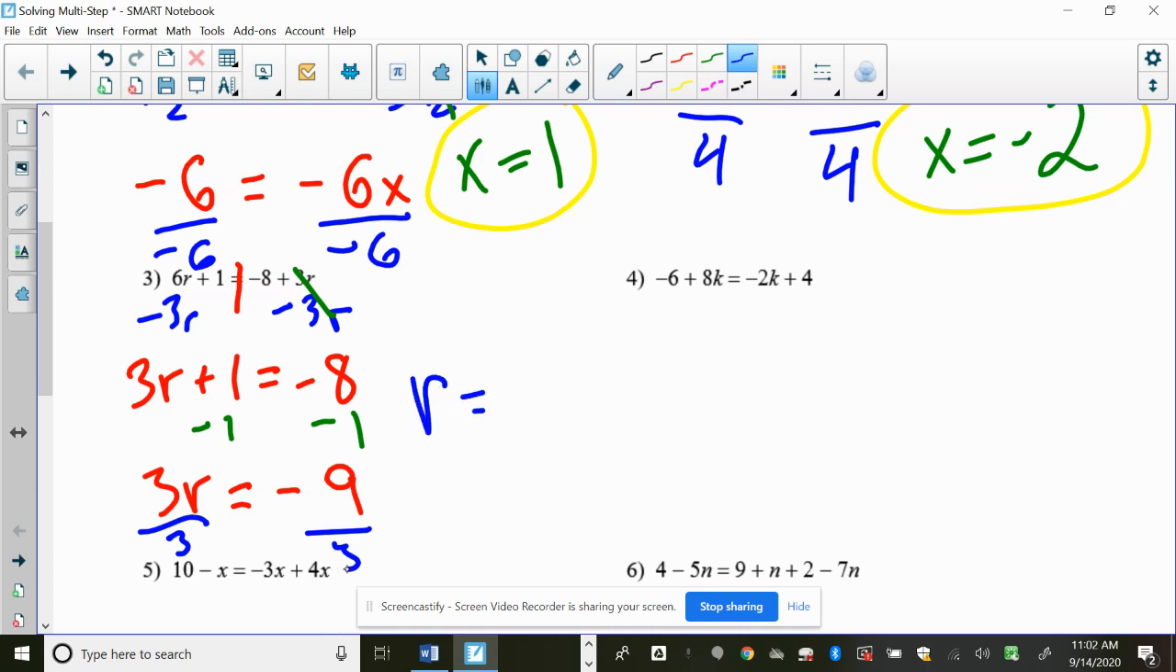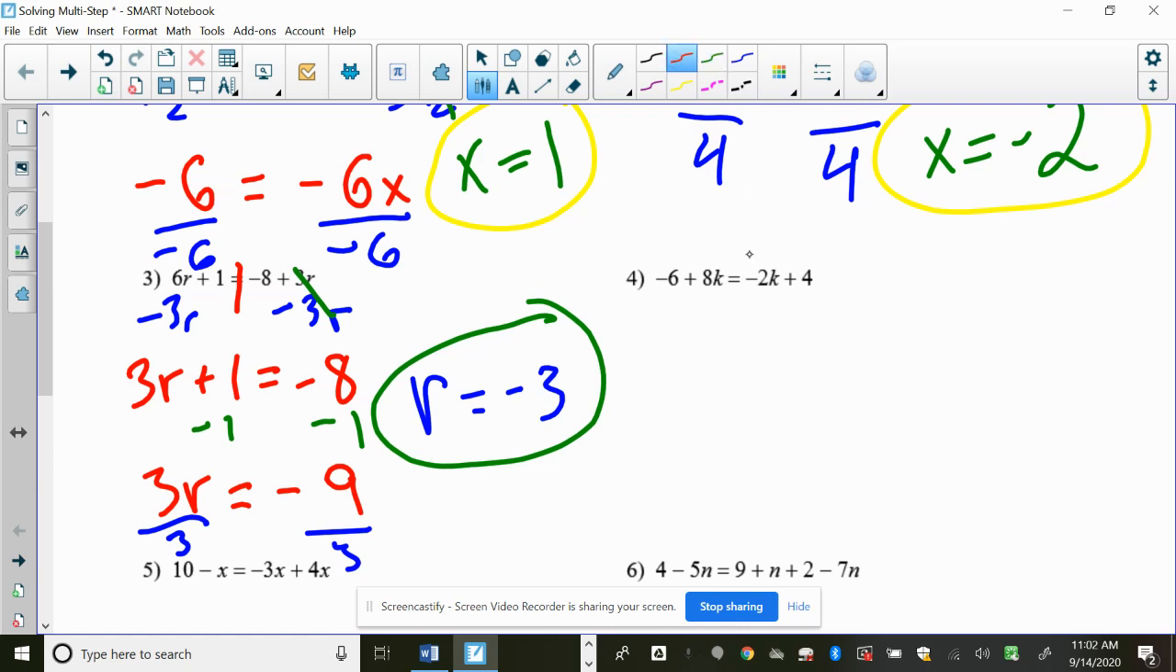So negative 9 divided by 3, that'd be negative 3. So r equals negative 3. Okay. If we look at 4, negative 6 plus 8k equals negative 2k plus 4.